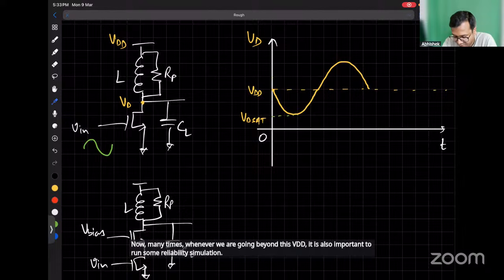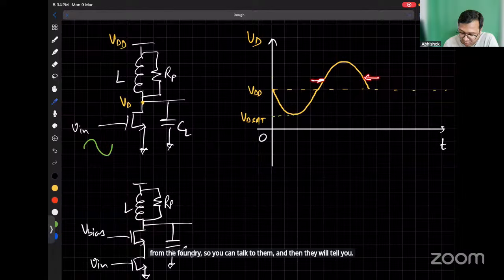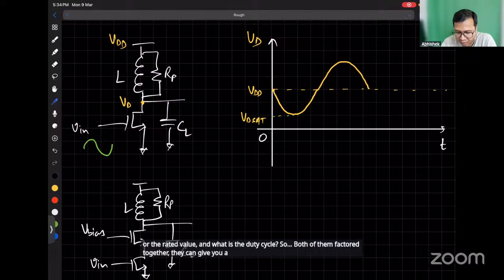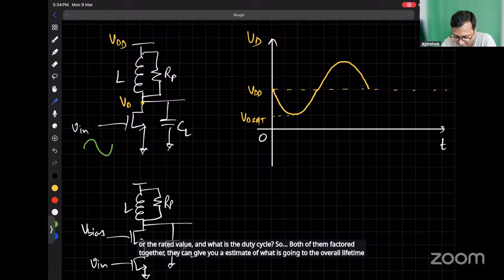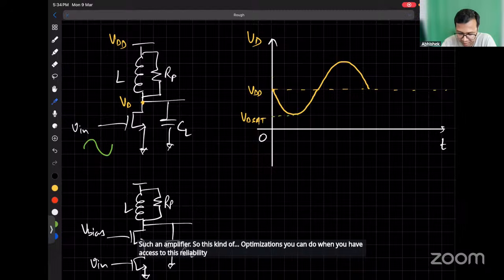So that simulation information you can also get from the foundry. You can talk to them and they will tell you about this part also: how frequently you are exceeding the supply voltage or the rated value, and what the duty cycle is. Both factored together can give you an estimate of the overall lifetime of such an amplifier. These kinds of optimizations you can do when you have access to the reliability model of the transistor.